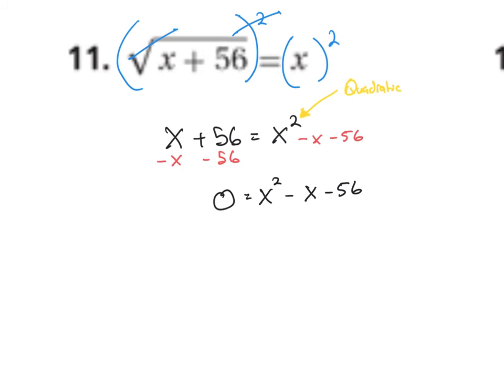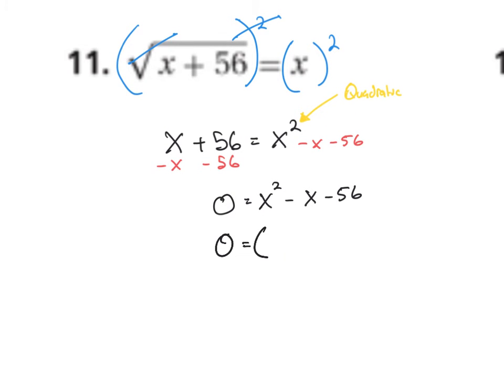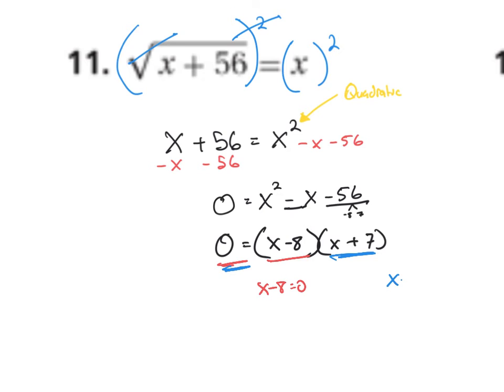I'm going to do a quick factoring technique. Right? Do I know of two things that multiply to negative 56 and add to a negative 1? I do. How about negative 8 and 7? So it's going to be x minus 8 and x plus 7. But then we're going to set that equal to 0. So we're going to have two answers on this. So you're going to have x minus 8 equals 0, and you're going to have x plus 7 equals 0. So you got two answers here, x equals 8 and x equals negative 7.